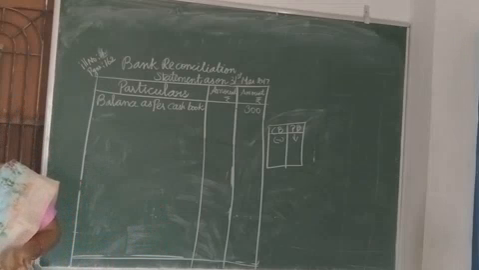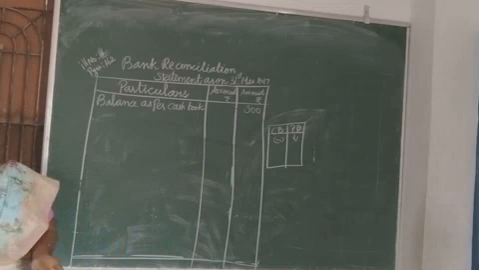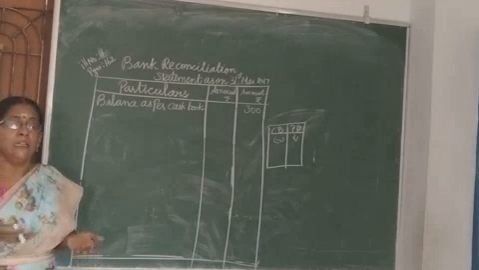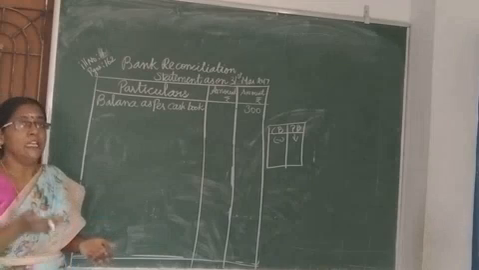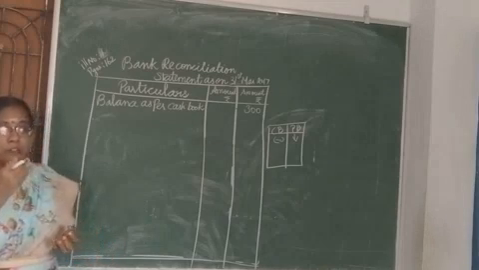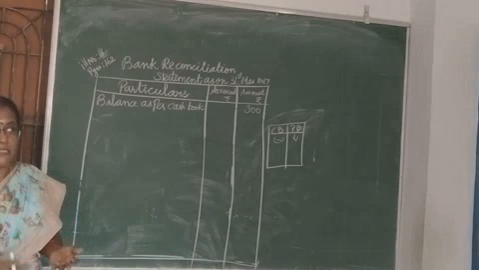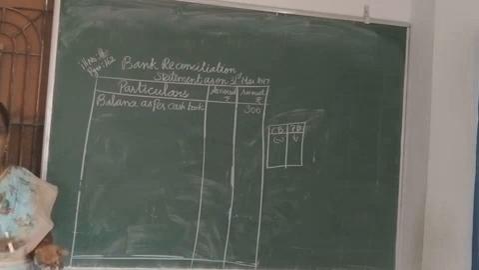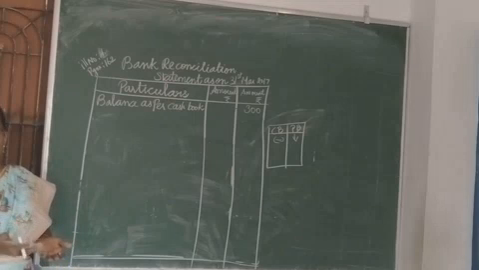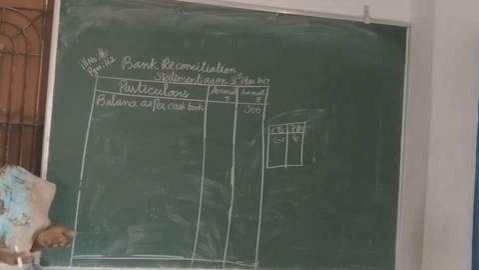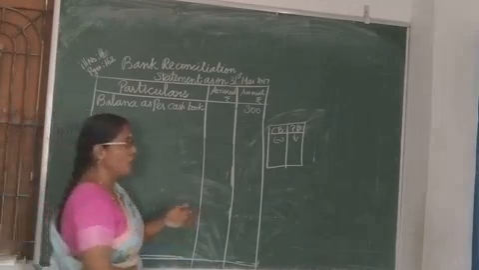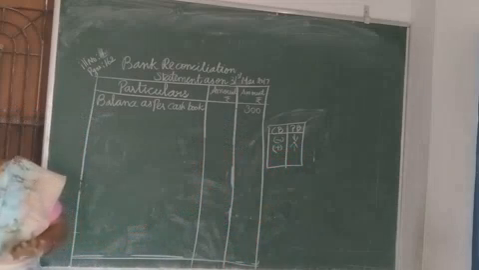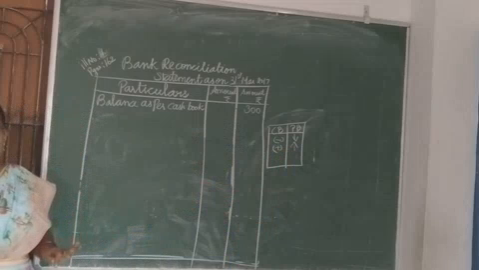Then check issued but not yet presented for payment. We have issued the check, isn't it? The person did not go to the bank. We have given the check, but the person did not present it for payment, for collection. Up to that, the balance will be more in our passbook. So what will we do? We have to add. Then bank interest charge.